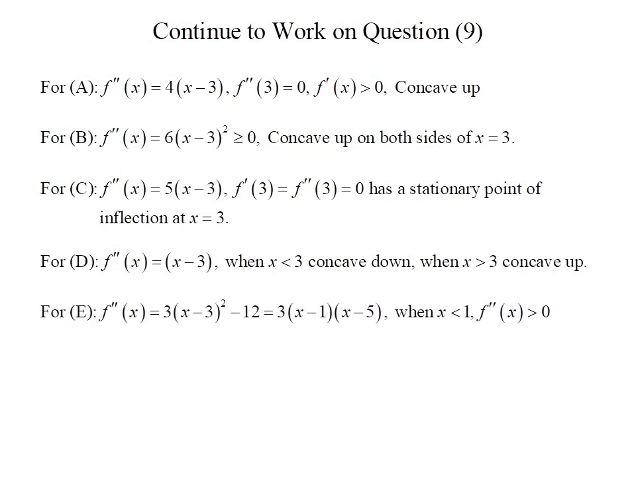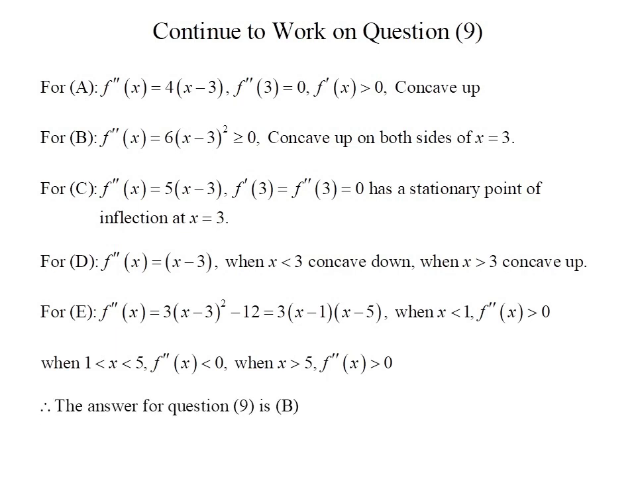For E, since f double prime of x equals 3 times (x minus 3) squared minus 12, which can be written as 3 times (x minus 3) times (x minus 5), it has 2 points of inflection at x equals 3 and x equals 5. In conclusion, the answer for question 9 is B.